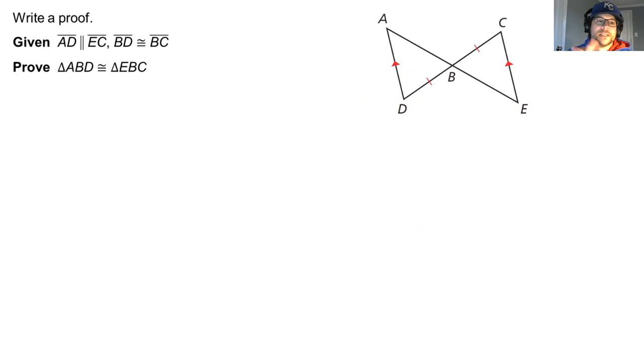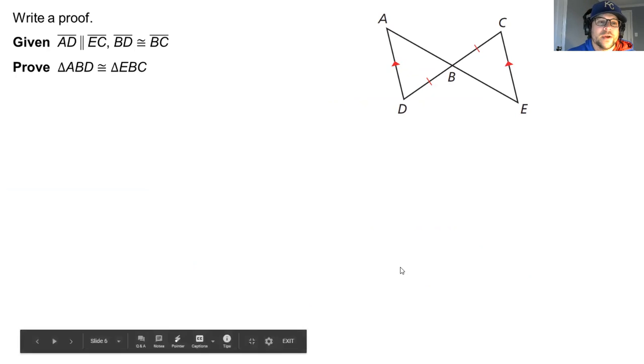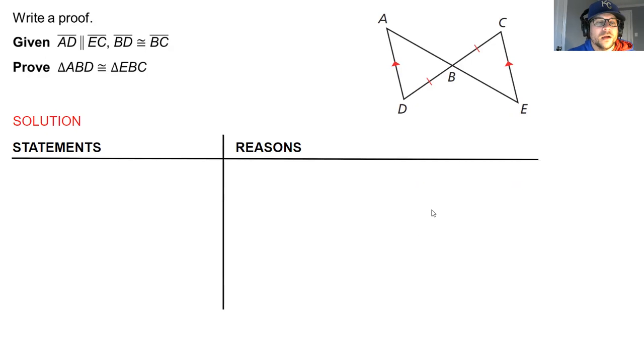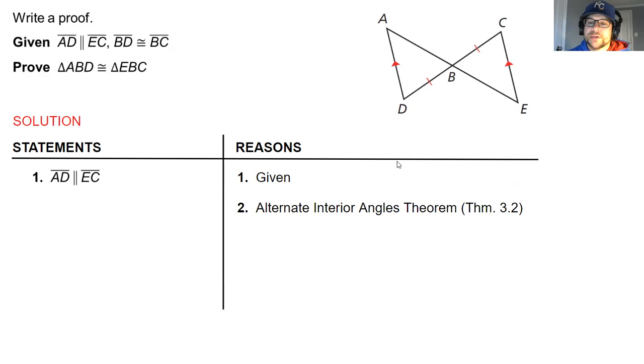So we're given that AD is parallel to EC. That's what these red arrows right here indicate. BD is congruent to BC, and we have to prove triangle ABD congruent to EBC in that order. So start with our 2-column proof. Always start with the given reasons first. And then based on the alternate interior angle theorem, you can prove that these two angles right here marked D and C are congruent to each other. This DC right here is your transversal between the two parallel lines. So by alternate interior angle theorem, that's another set of angles you can prove. So we're going to mark that A.